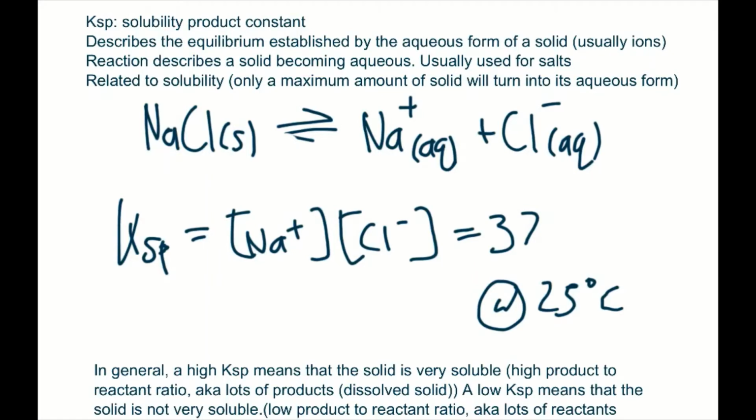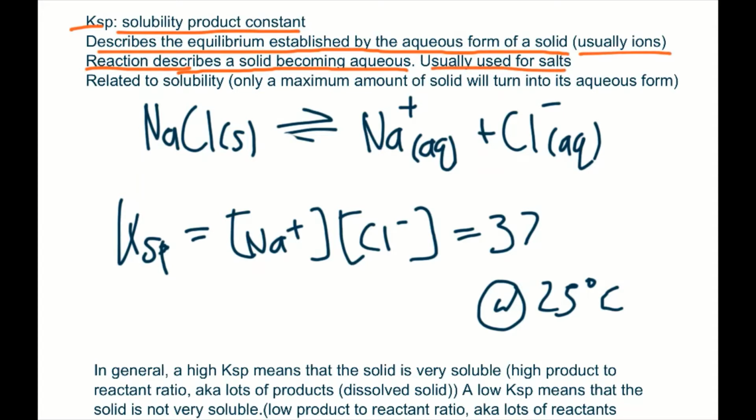Hi everybody! In this video, we are going to talk a lot about something called Ksp. Ksp is also known as the solubility product constant. The Ksp describes the equilibrium established by the aqueous form of a solid, and this is usually ions. The reaction of Ksp describes a solid becoming aqueous. This is usually used for salts.